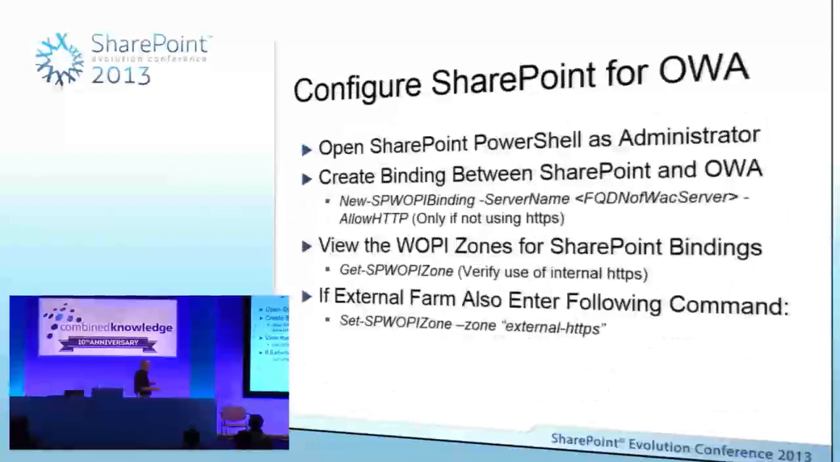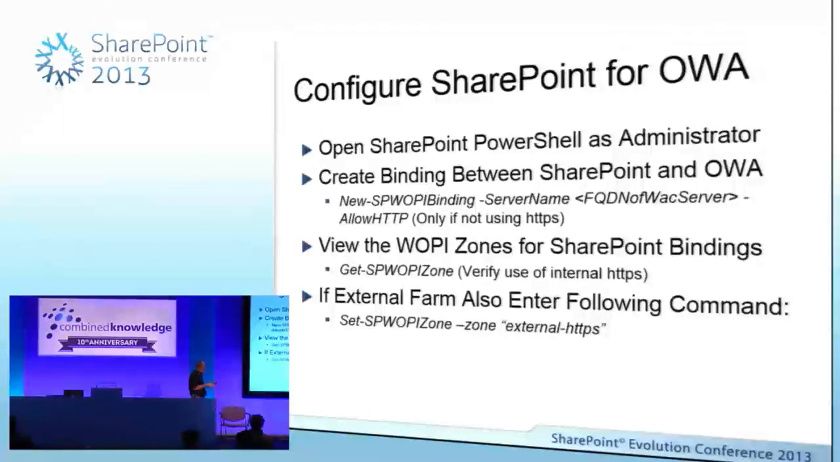All right? Then I'm going to go into SharePoint as an administrator, and I create the binding using New-SPWOPIBinding, with the server name being the fully qualified domain name of my WAC server. And then I'm going to go in and view that to make sure, because by default, SharePoint is going to use internal HTTPS. But in my specific situation, I'm communicating on internal HTTP without the S. So I need to set the binding from SharePoint to use only HTTP.